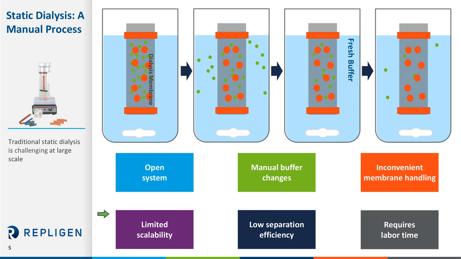Generally speaking, you use 100 times the amount of buffer compared to the size of your sample. So when you're dealing with multi-liter samples, it gets very onerous to try to change that much buffer. Because of this drive to equilibrium, static dialysis has a low separation efficiency.